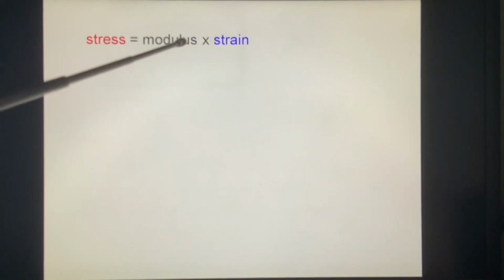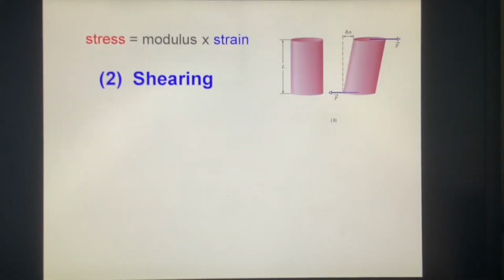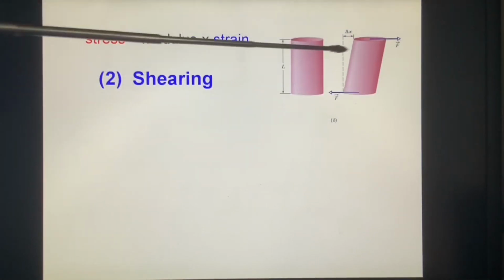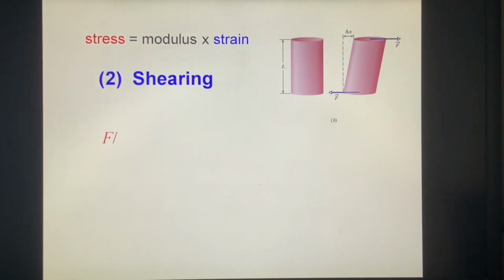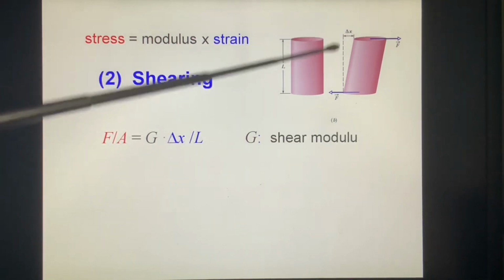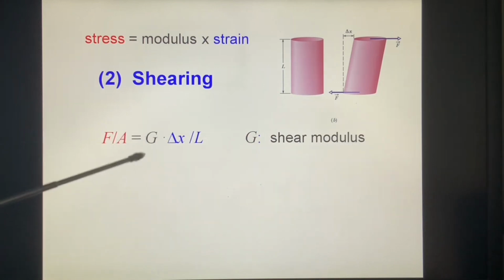Stress equals modulus times strain. 2. Shearing. Shearing is a force on the surface, not perpendicular, but parallel to the surface. So it will have a delta x displacement. Okay, we call it F over A equals G times delta L over L. It's called the shearing modulus, G.